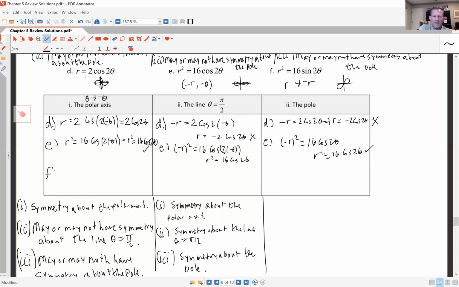All right, letter F. About the polar axis for this one, we have r squared equals 16 sine of 2 times negative theta. The negatives in the theta and the sines, they come out in front. This one is changed. So we may or may not have symmetry about the polar axis.